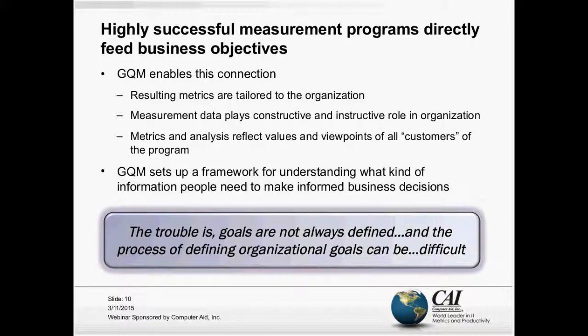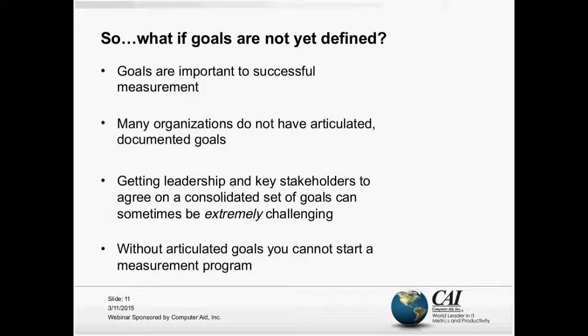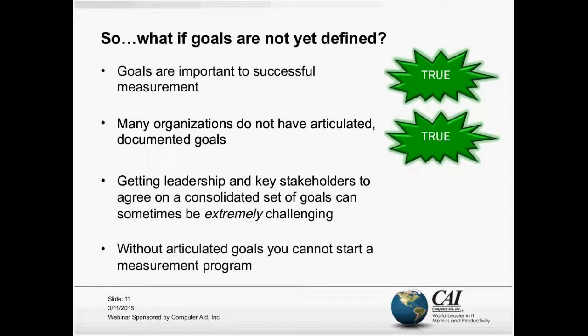So what I do recommend, if you don't have goals defined already, let's sort of test some theories here. If your goals aren't defined for your organization, does that mean that you can't set up a measurement program within a GQM framework? Is it true that goals are important to a successful measurement program? That's true. Do not have articulated or documented goals? That's true. And then getting leadership or key stakeholders together to agree on a set of goals can be extremely challenging. I think we can all agree that's true.